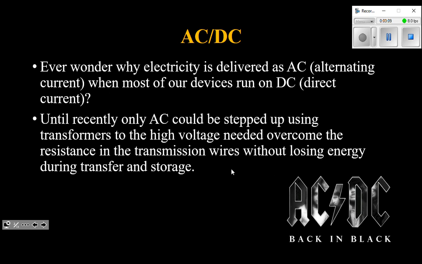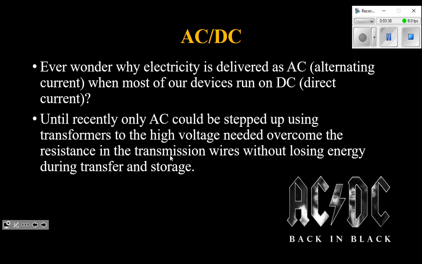So we have to step up the voltage very high, and by stepping up to very high voltage, it steps down the current. So the very low current allows the electricity to travel through the wires. The resistance doesn't affect it then. We don't waste that energy as wasted heat energy. So until recently, only AC could be stepped up using transformers to the high voltage needed to overcome the resistance in the transmission lines.